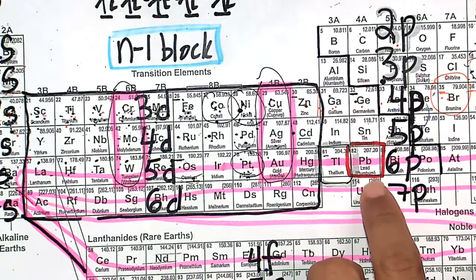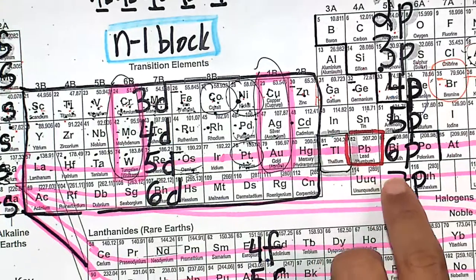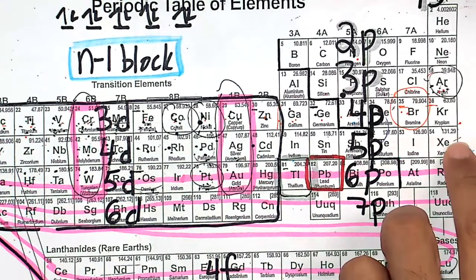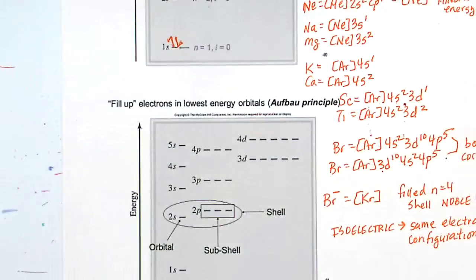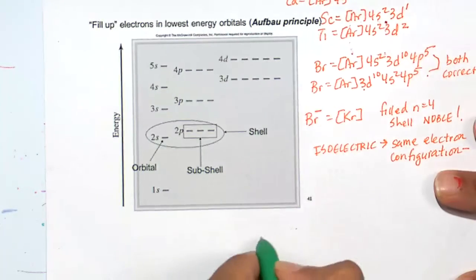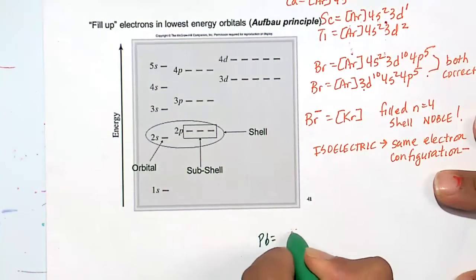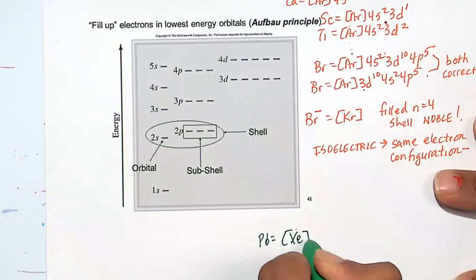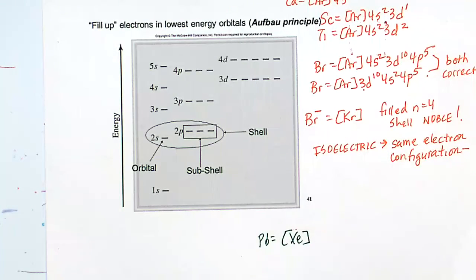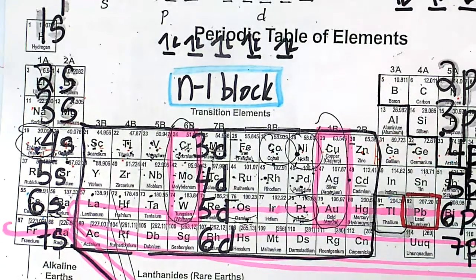The electrons go marching in, hurrah, hurrah. They're going to march in. The first 54 will go into xenon, is that correct? So lead. The electron configuration of lead will be xenon, that's 54. Okay, we're talking about lead here.